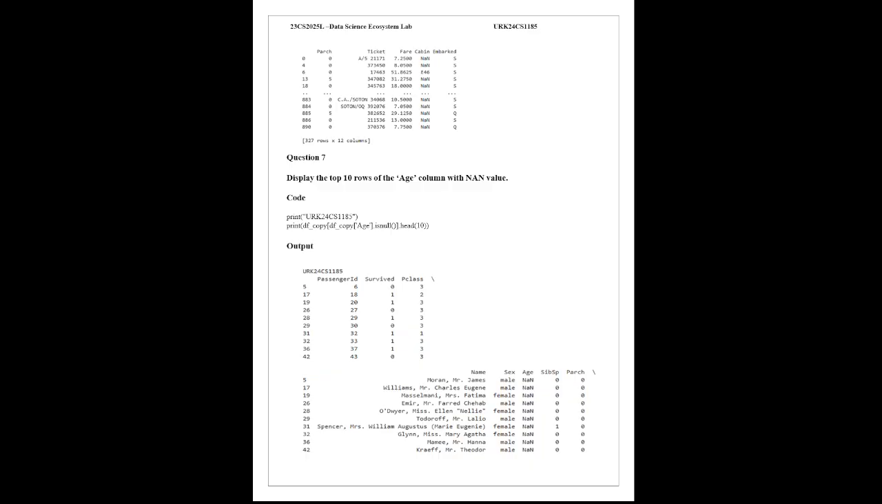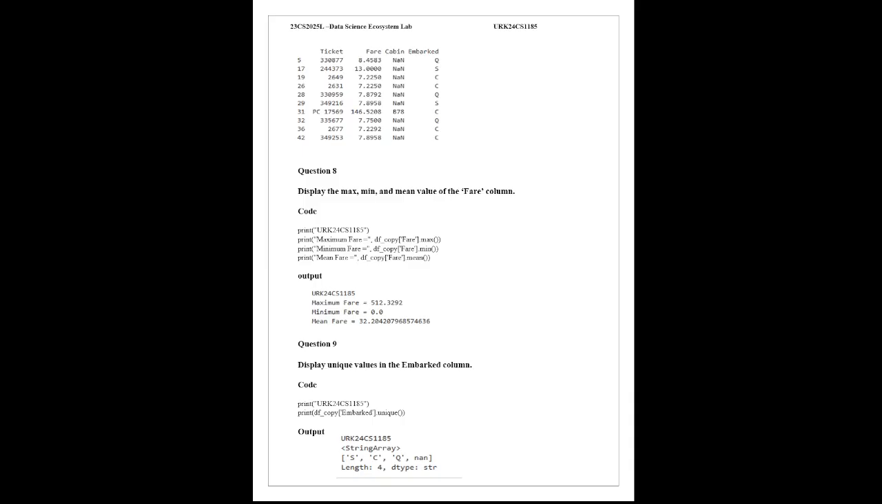Next, we display the first 10 rows where the age column contains missing or NaN values. Then we calculate the maximum, minimum, and average fare using the max, min, and mean functions. We display the unique values present in the embarked column. The values are C, Q, and S, which represent Cherbourg, Queenstown, and Southampton.